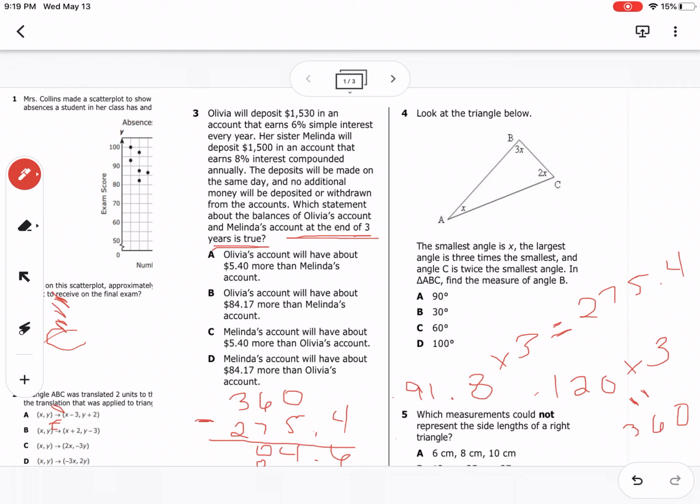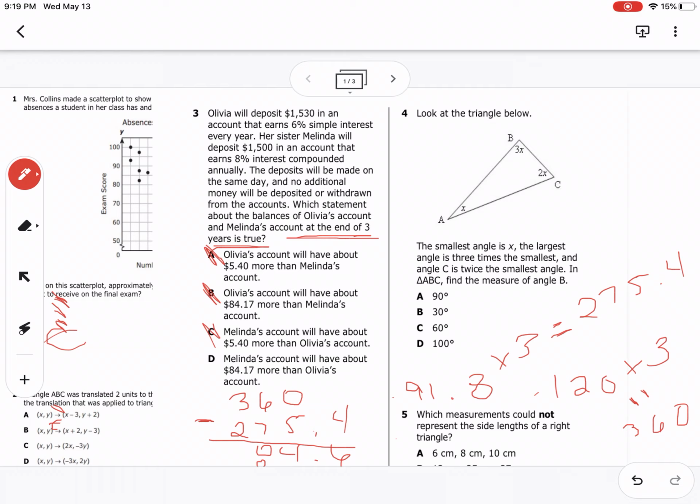Looking at our options here, obviously Melinda had more money, right? Melinda's account has more. She had 360, Olivia had 275. So right off the bat, we're going to cross out anything that has to do with Olivia because her account does not have anything more than Melinda's. Now going to C, Melinda's account will have about $5.40 more than Olivia's account. This is incorrect because it's $84.6. Mark that out.